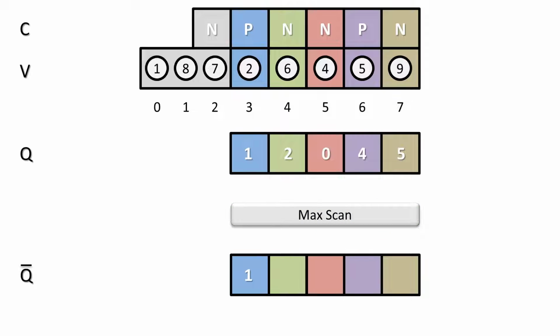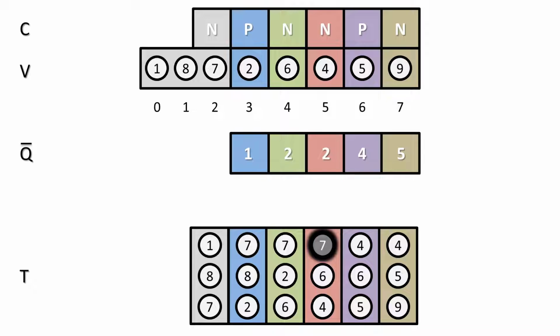We initialize the first element of Q bar with a 1, and then take its maximum with the second element of Q, and write the result into the second element of Q bar. And we do the same thing for the next element and all other elements of the array Q bar. Now with the array Q bar, we finally have the desired level of indirection.